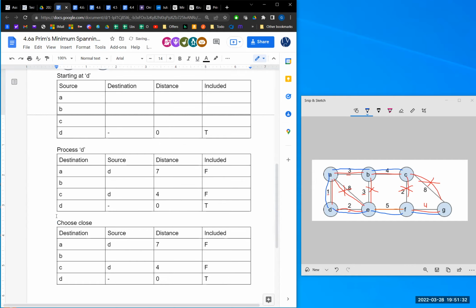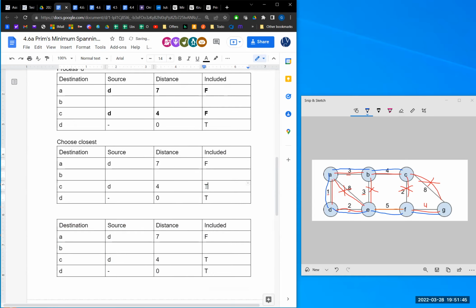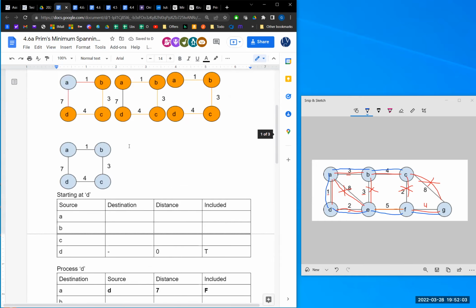Choose closest. All right, so we added that data, and we're going to go ahead and mark that as true, as included in the tree. All right, C and D are in the tree. So now we need to process C, right, as it was just added to the tree.